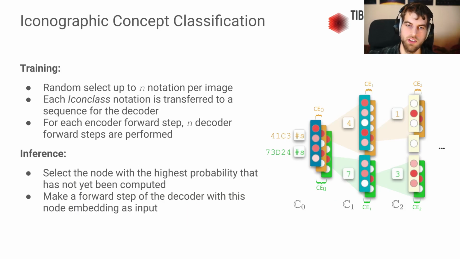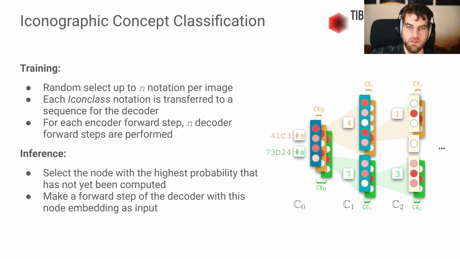Let's go into more detail on how training and inference work. Training is done as follows: for each image we select up to n notations per image. And then for each of the notations, we generate a sequence based on the Iconclass notation. For example, on the second slide, you see our two Iconclass notations. And here, for example, concept 4.1c3 becomes a sequence: start token, 4.1c3, and the stop token.